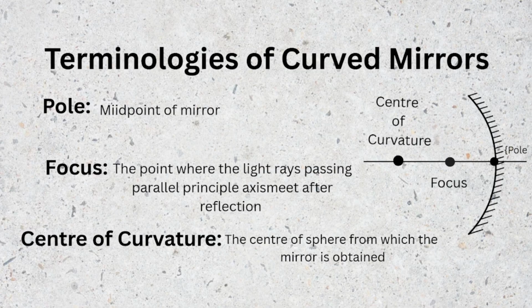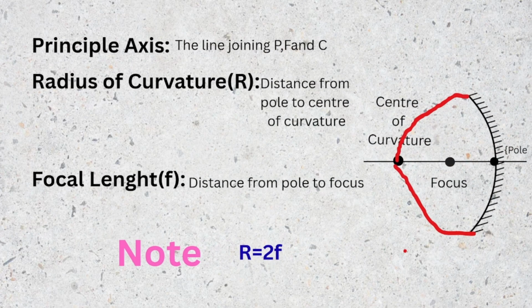The next one is principal axis. As I told you previously, the principal axis is the line joining the pole, focus and center of curvature. Then radius of curvature. Radius of curvature is the distance from pole to center of curvature. Listen carefully: center of curvature and focus are just points, whereas radius of curvature is the distance from pole to center of curvature.